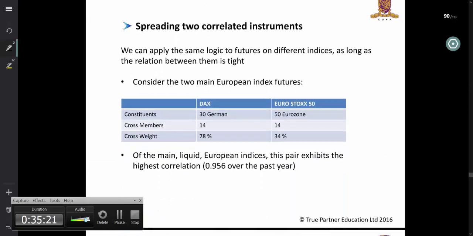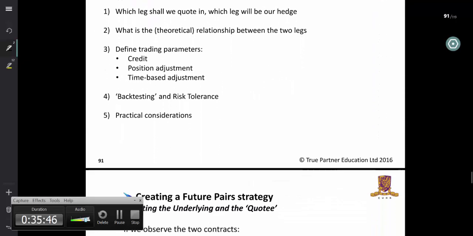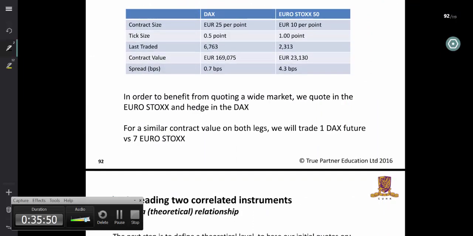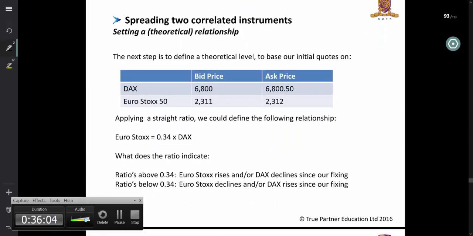And here the example is to try to trade. Now you're not trading Euro stocks against Euro stocks. You're trading the DAX versus the Euro stocks. The DAX is the German index, but the Euro stocks actually has 50 European stocks. So they are very similar, but they are not the same thing. The idea is that they should be connected via a relationship where you would trade one DAX future for 7 Euro stocks. You think there is some kind of theoretical relationship between the two, and the relationship is this one. Now this is your assumption, so you better be right.